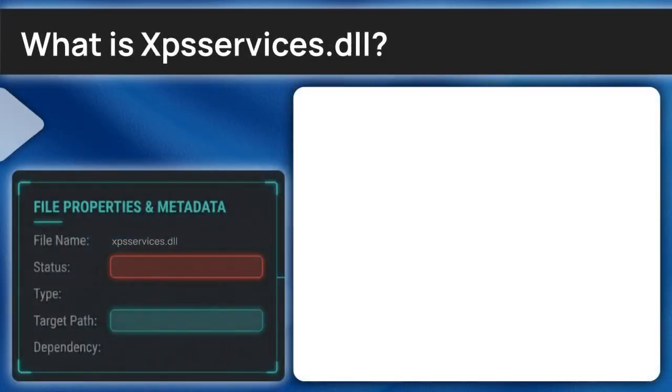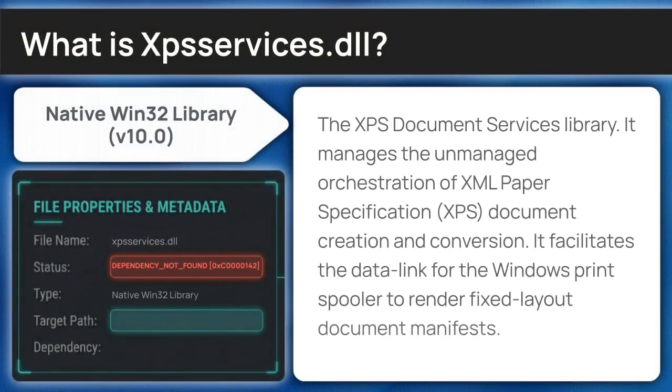This is the XPS Services Library, the XPS Document Services Library. It manages the unmanaged orchestration of XML Paper Specification, XPS document creation and conversion. It facilitates the data link for the Windows Print Spooler to render fixed layout document manifests.